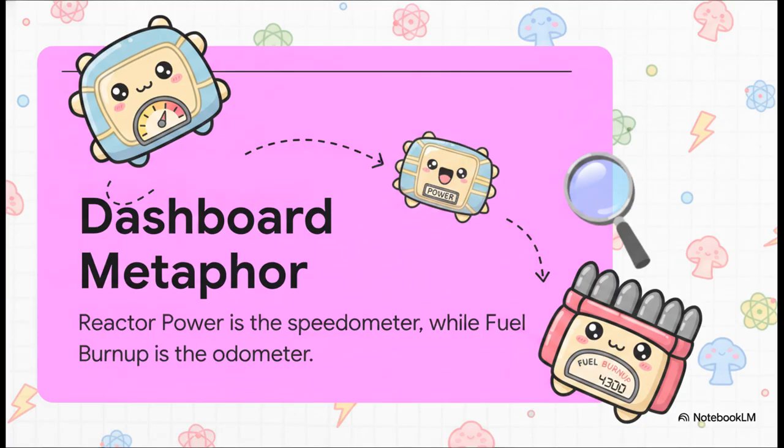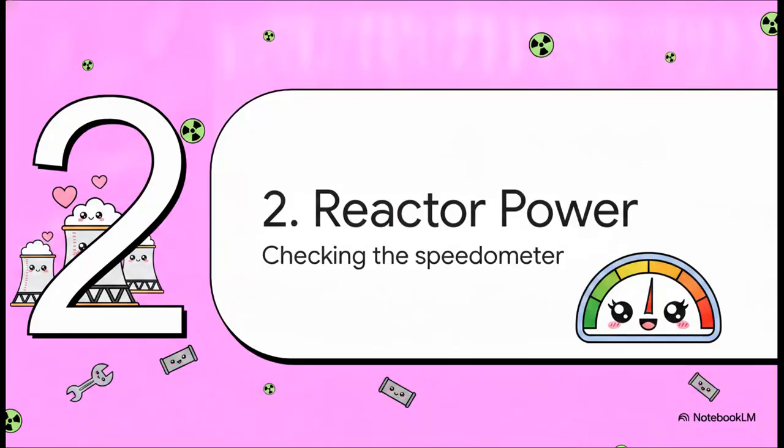On the flip side, fuel burnup is our odometer. It tracks the total cumulative energy we've managed to squeeze out of that fuel over its entire lifespan inside the core. Section 2. Calculating reactor power.